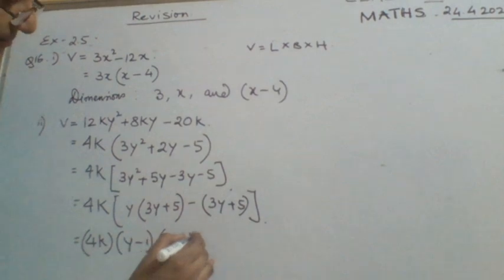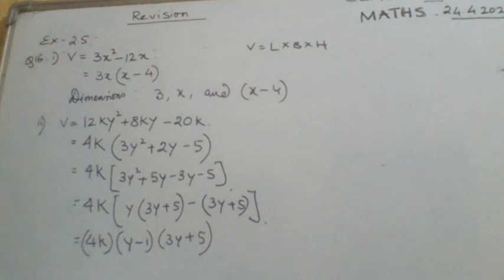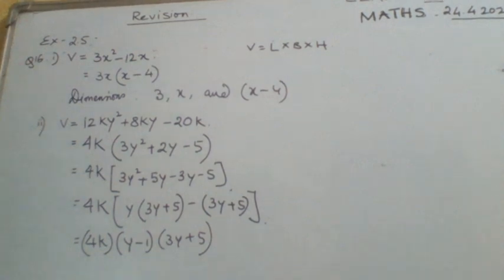So these are the three possible dimensions, say length, breadth and height. These are all the questions based on your factorization. So we have discussed it. Now we are going to start with coordinate geometry.